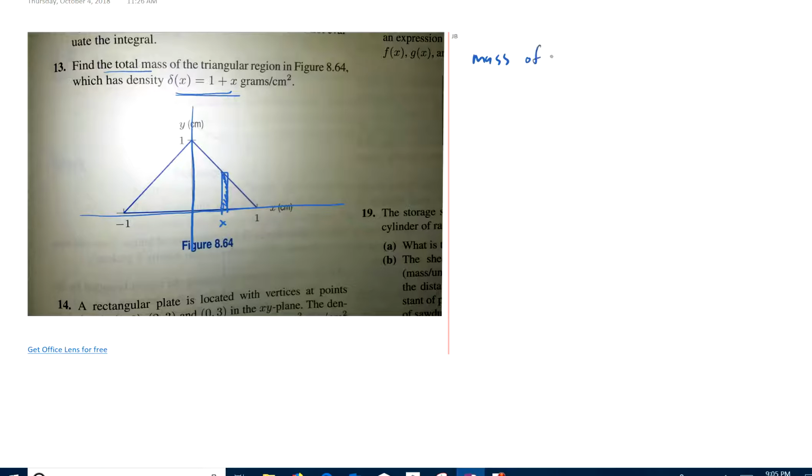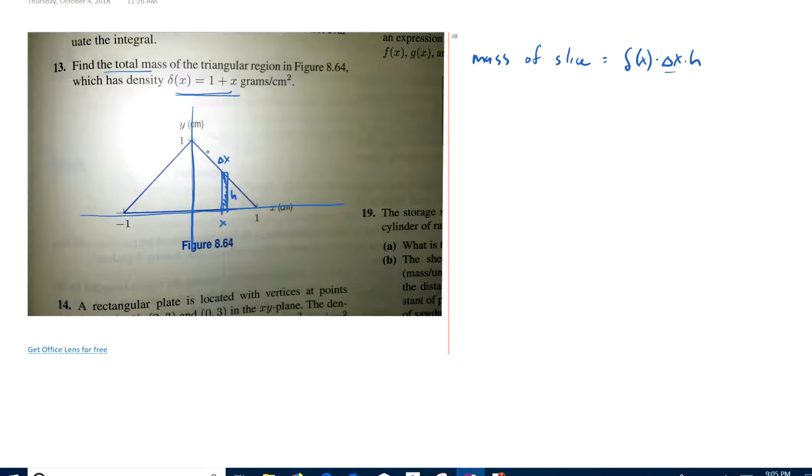So the mass of the slice is equal to delta x times the height times the width. Okay, and the width, of course, is delta x. So delta x times the height, whatever that height is. Now, this is where we have to go back and ask ourselves, well, what is h? I need to write h in terms of x, because I'm going to be integrating with respect to x. I need to know that.